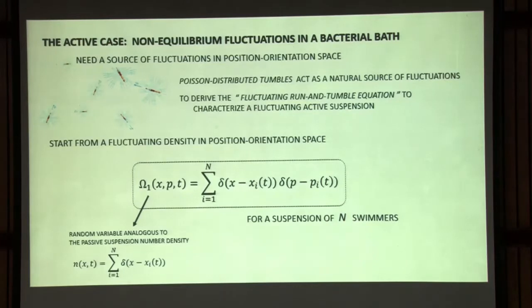So the idea is now, in the passive case, this is the microscopic number density which fluctuated, the Dirac delta function sitting at the location of the ith particle. So I need to generalize this to phase space. So I account for both position of the swimmer and orientation of the swimmer, and I have my microscopic phase space density, position orientation space density, okay?